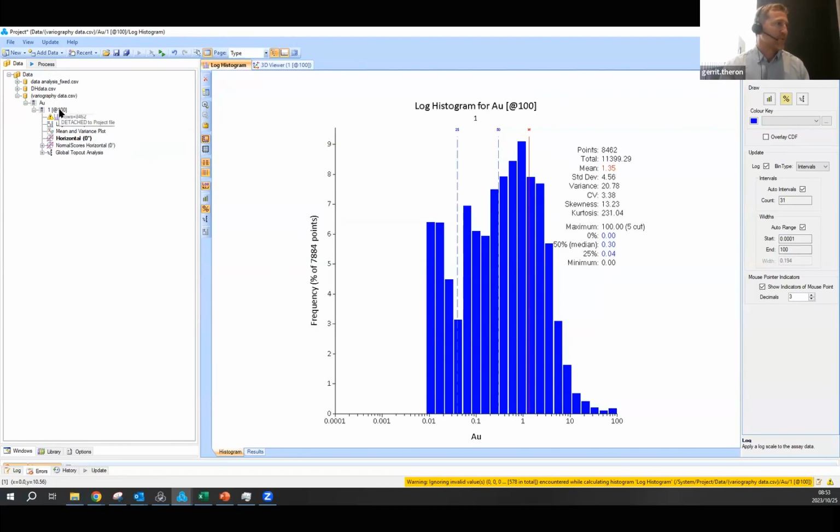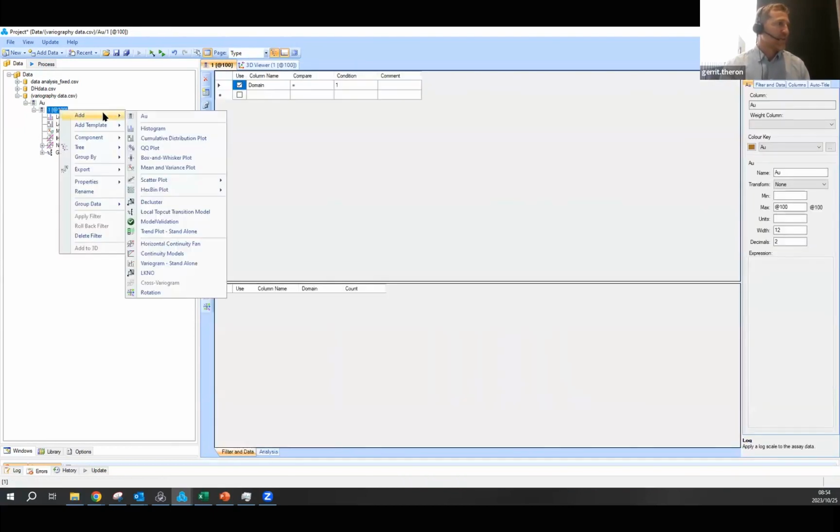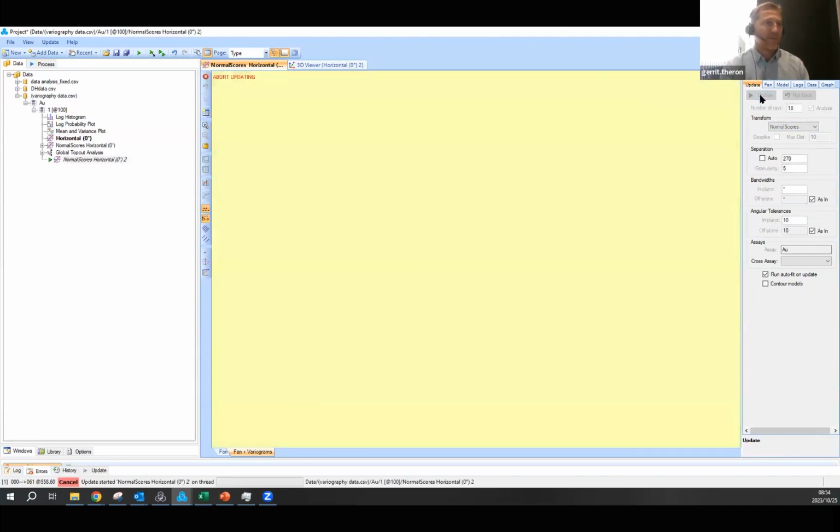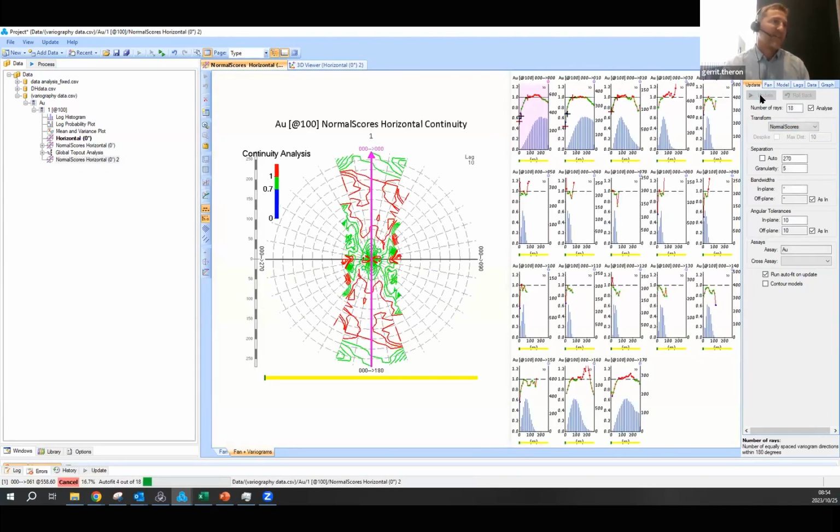So the first thing we are going to do is investigate the variability, or the variograms, in a horizontal plane. I'm going to put it in a normal scores transformation just because it's so positively skewed. And I'm going to create 18 variograms 10 degrees apart. So let's just quickly run that. So there are my variograms at every 10 degrees, and then of course my contours.